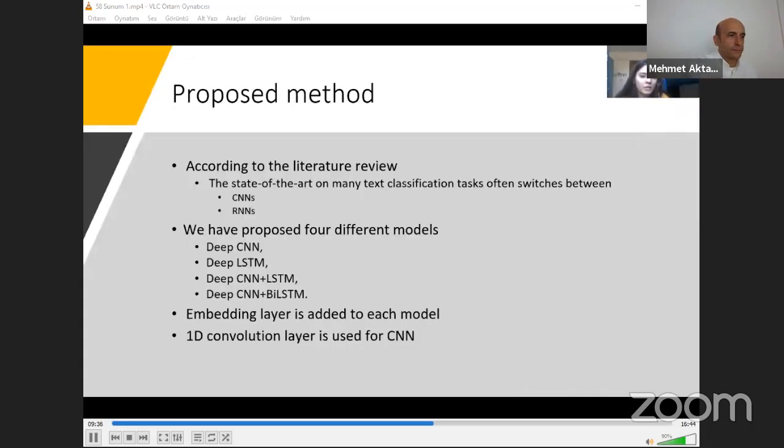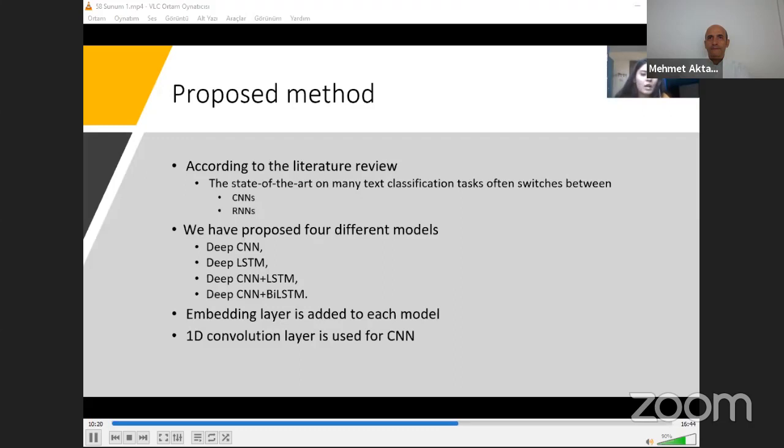So when we studied the literature, we found that the state-of-the-art results on many text classification tasks were often switching between CNNs and RNNs. There was some paper in which the CNNs performed well when compared to other deep learning algorithms and the traditional machine learning algorithms. Whereas in some of the papers, RNNs performed better than CNNs and other traditional machine learning algorithms. So in order to find whether hybrid models perform better or the basic models perform better, or CNNs or RNNs perform better, we have proposed four different models.